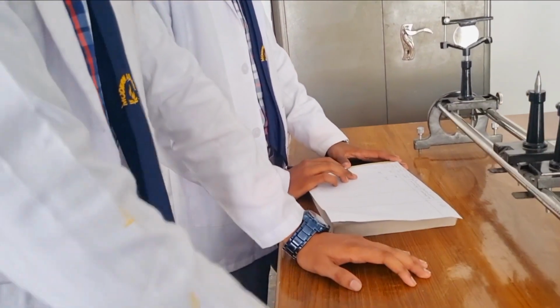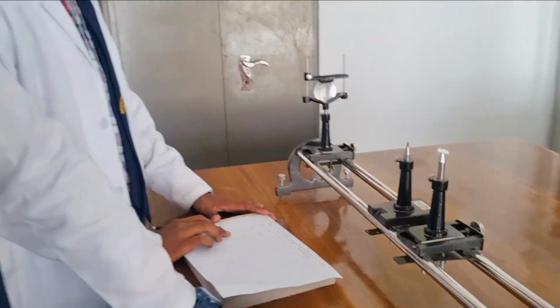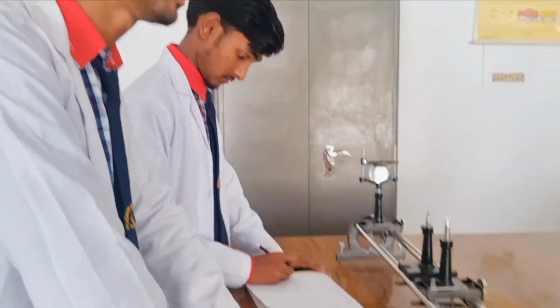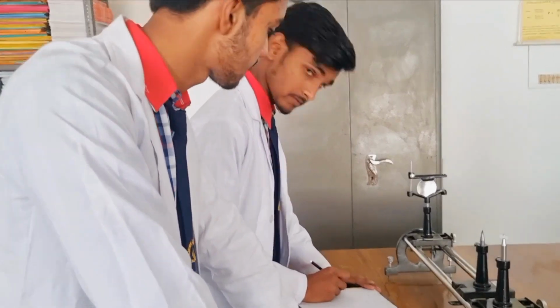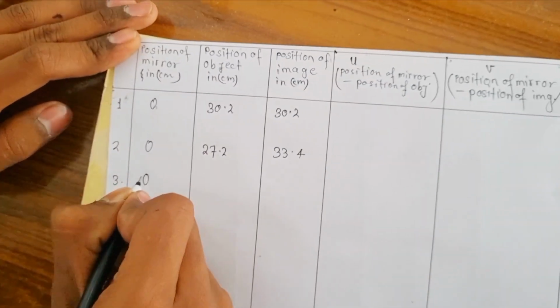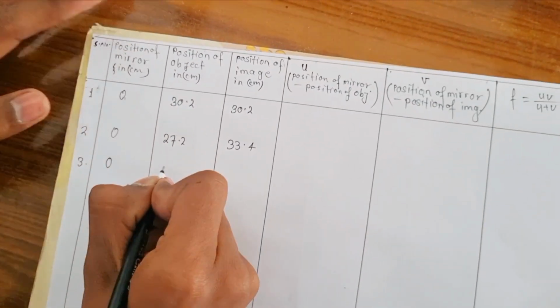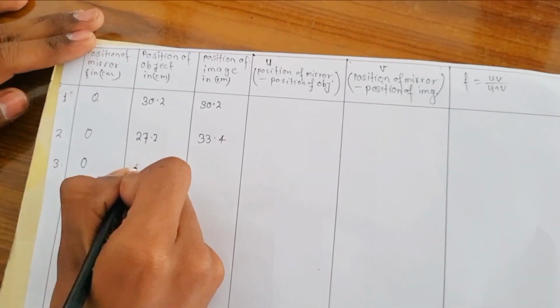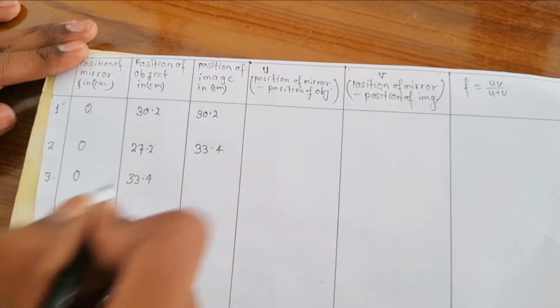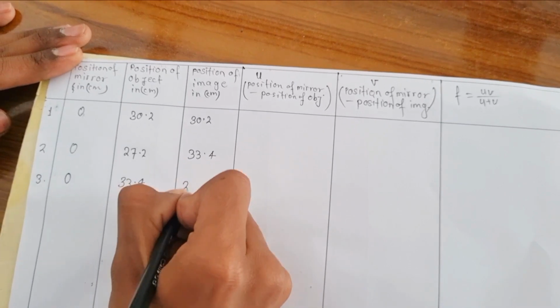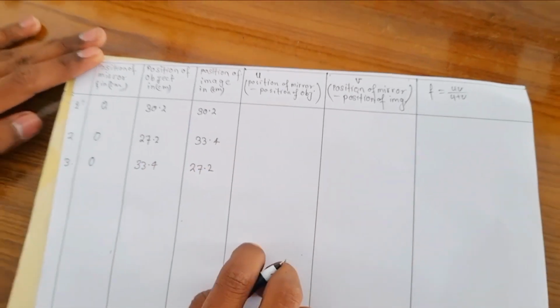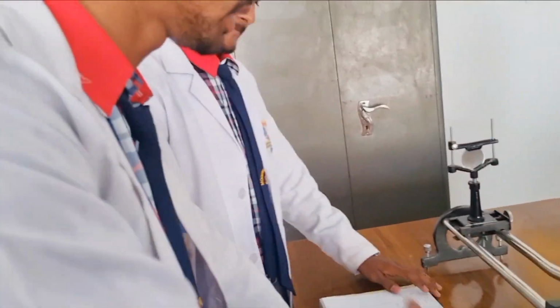So for the third step, now we will replace their positions, and we will take image distance as the object distance and object distance as the image distance, and we will note it down in our third data. The third data will be 0 centimeter position of mirror, and the position of object will be 33.4 centimeter, and the position of image will be 27.2 centimeter. Okay, so we are now gonna repeat this process again and find the data to note it down.